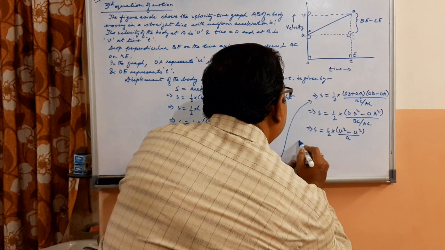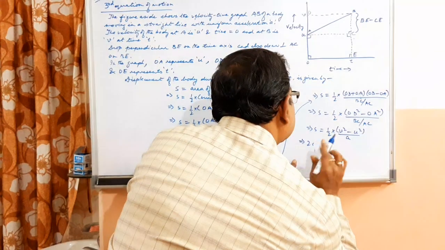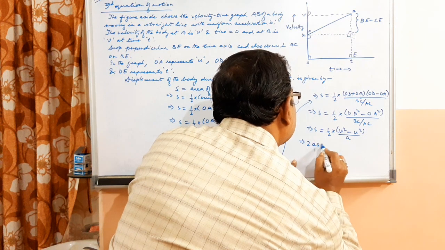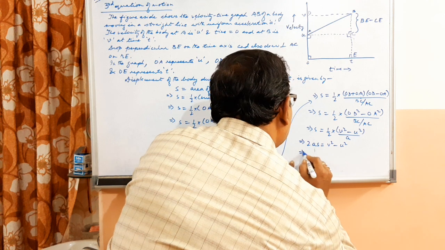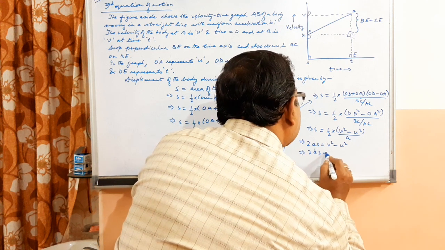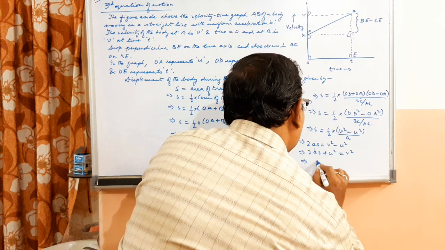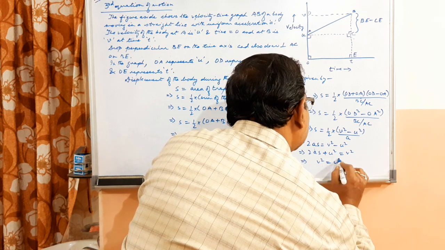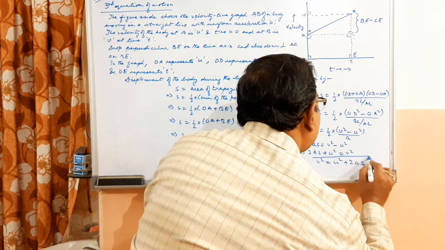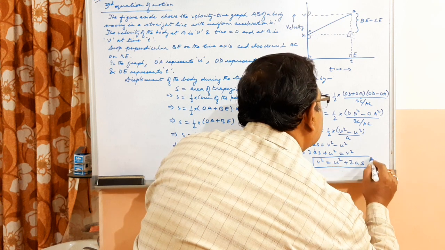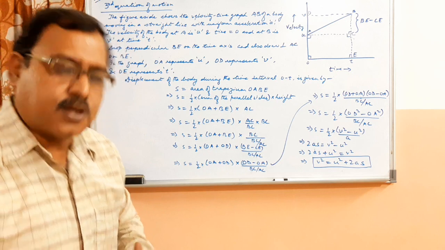So now if I cross multiply, what am I getting? 2AS is equal to V square minus U square, or 2AS plus U square is equal to V square, or V square equals U square plus 2AS. So this establishes the third equation of motion.